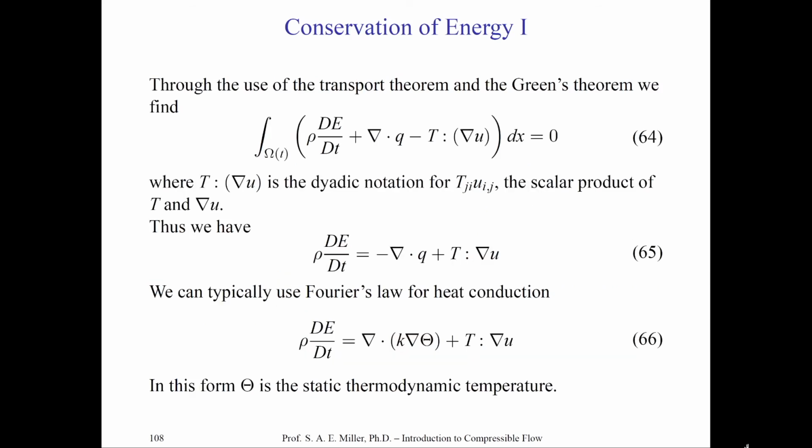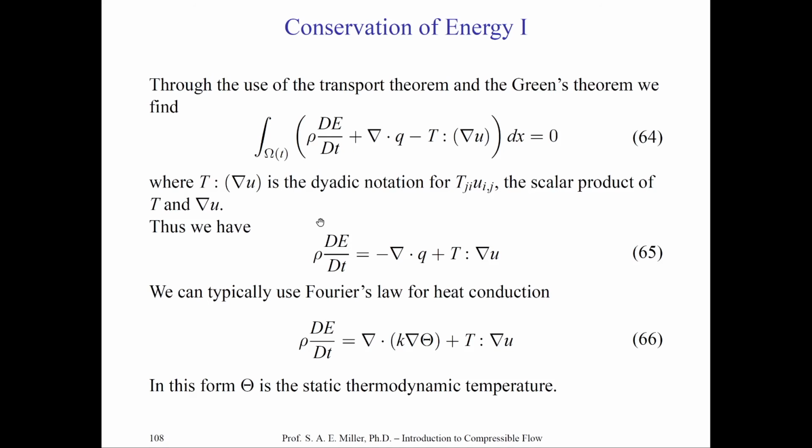Using the transport theorem and Green's theorem, which you learned in your calculus classes, you might write 63 compactly as 64. Here we have the volumetric integral of rho times the material derivative of the specific internal energy plus nabla dot q, where q is the heat transfer, minus T colon nabla u, which is the dyadic notation, which of course is just T_ji, du_i/dx_j. So this colon is representative of this term here, which is nothing but the scalar product of two tensors, the stress tensor and, of course, nabla u.